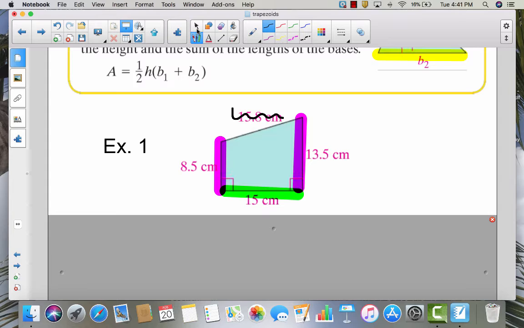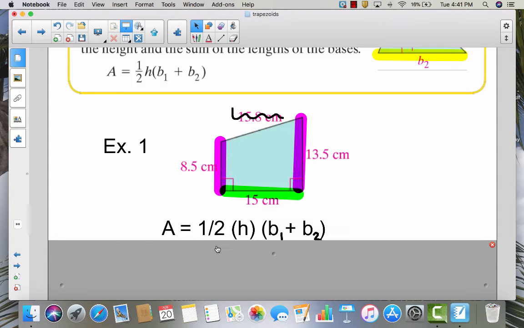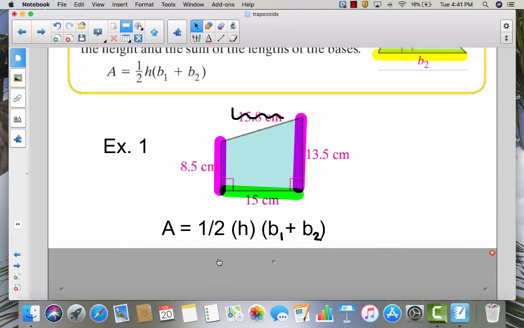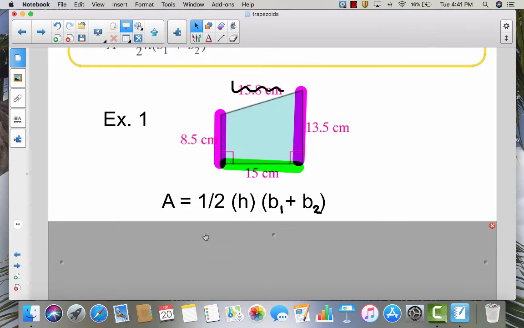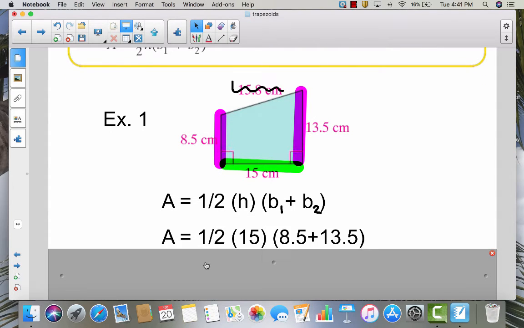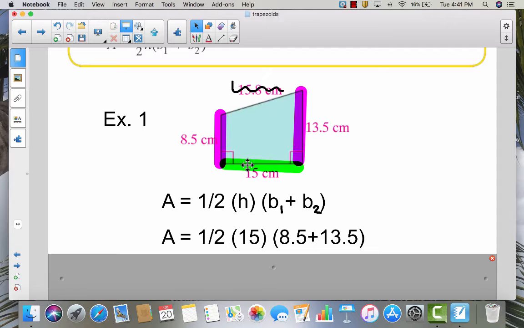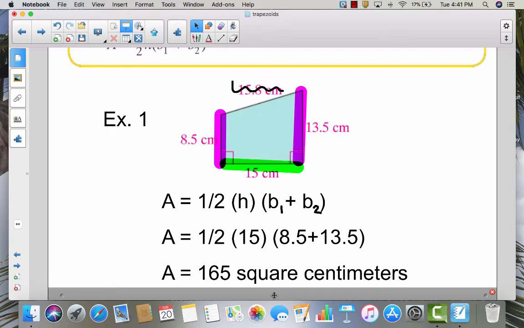Once you've identified all of your pieces, the first step that you're going to follow, you're going to copy down your formula. Next up, you're going to substitute in each of the things you know. So we identified the 15 as the height, and then we identified the 8.5 and the 13.5 as the bases. And then finally, you're going to solve that either mentally or in your calculator. You're going to get your answer, and then you're going to label it with the unit of measurement, but it's always going to be square units because it's area.